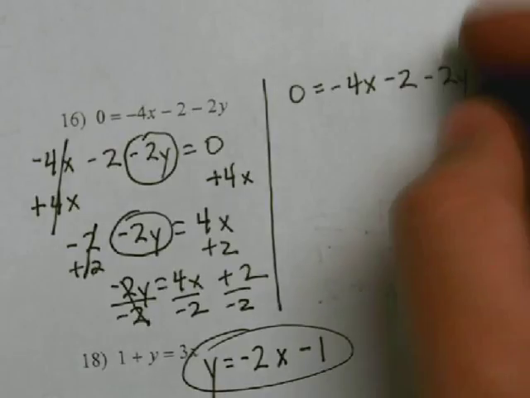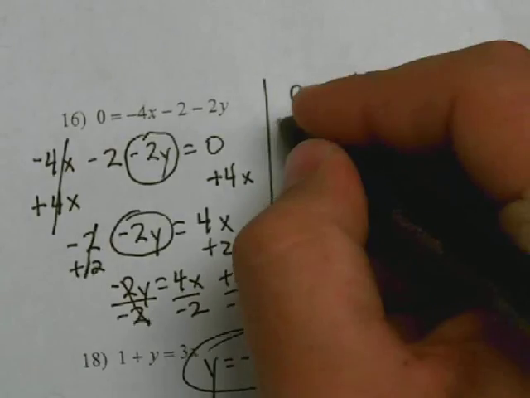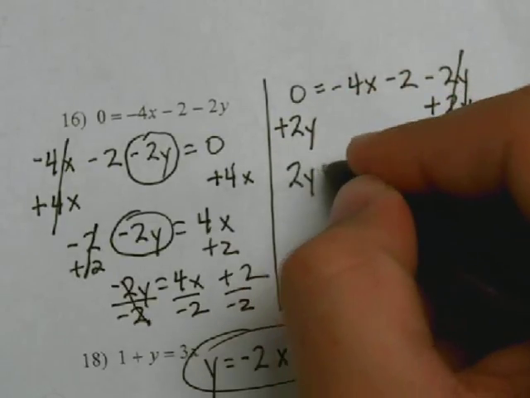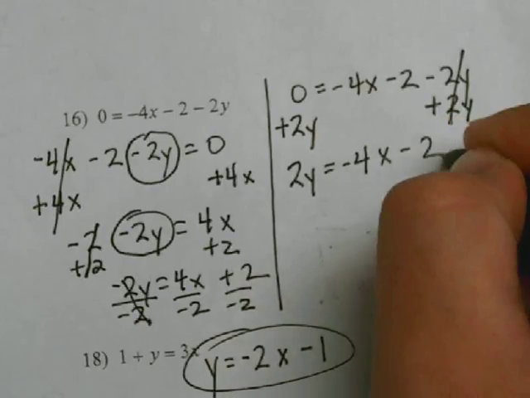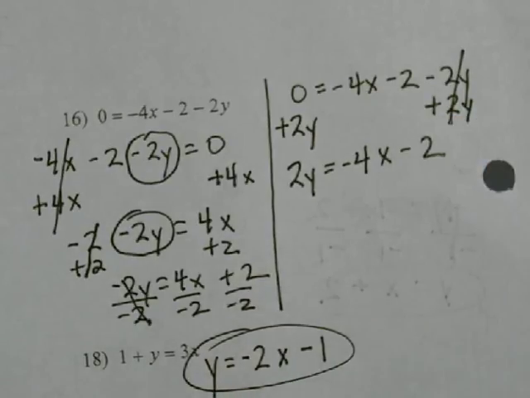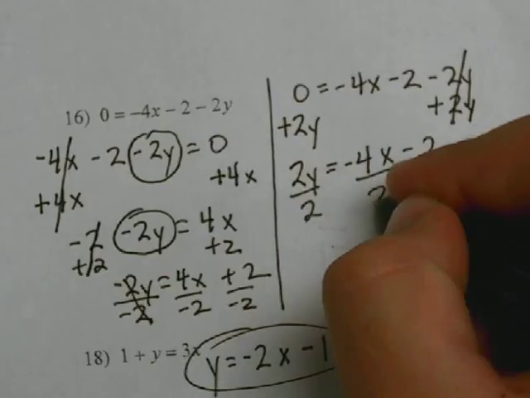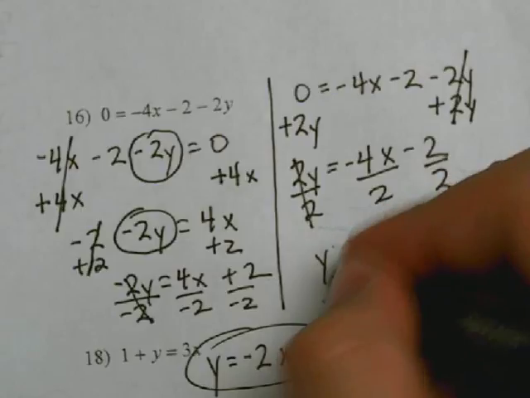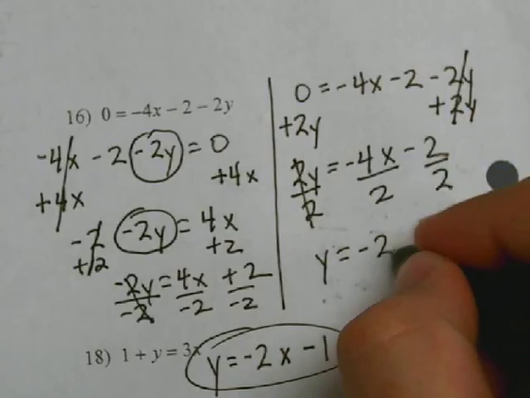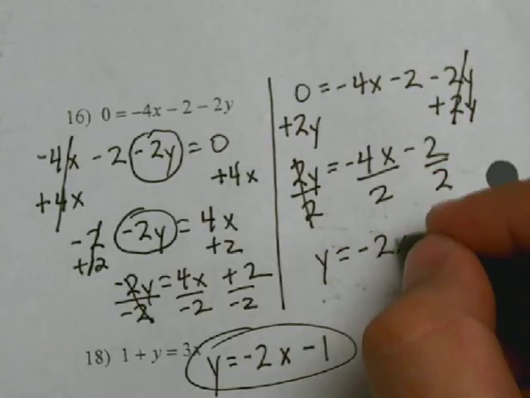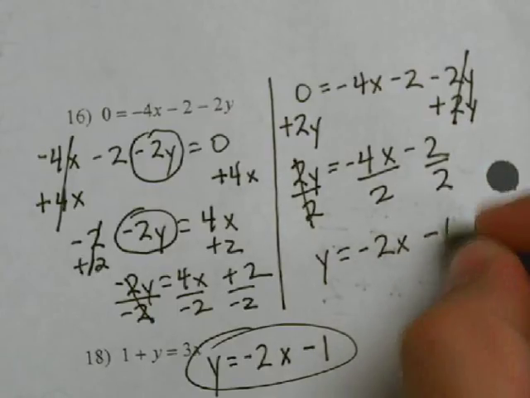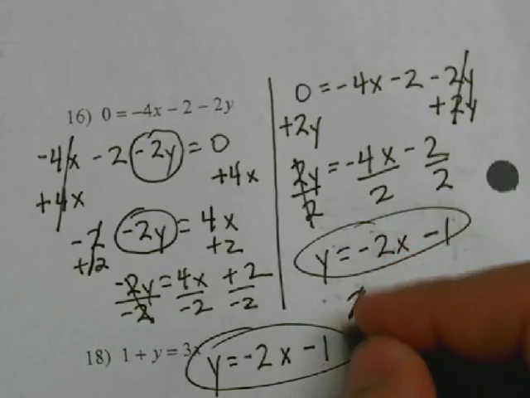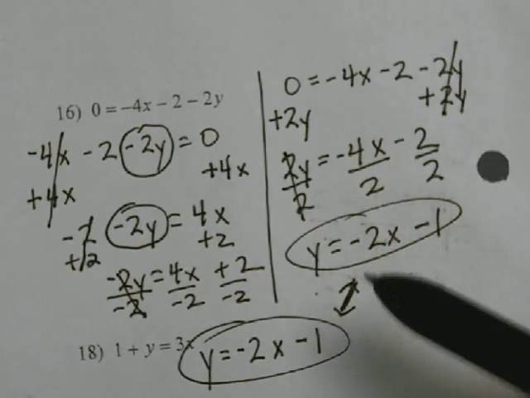You could just add 2y to both sides. That cancels. And now I have 2y equals negative 4x minus 2. Now, you just divide everything by 2. When you do that, this cancels. y equals negative 4 divided by 2 is negative 2x. Negative 2 divided by 2 is negative 1. And we get the same answers. If you're looking at these two, these are the same answers. We can work it several different ways.